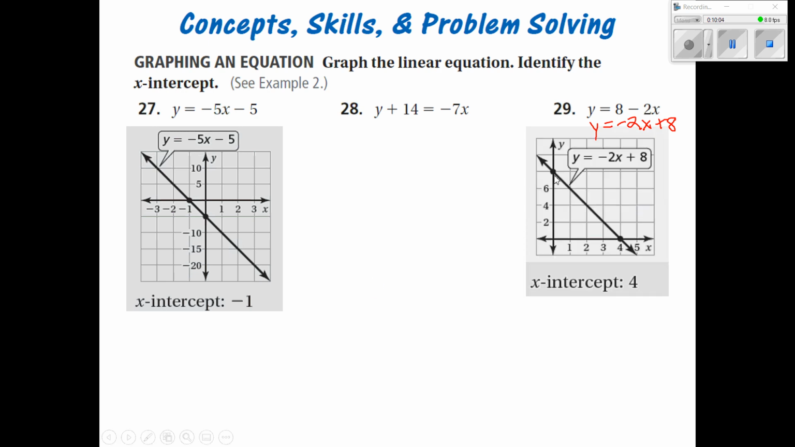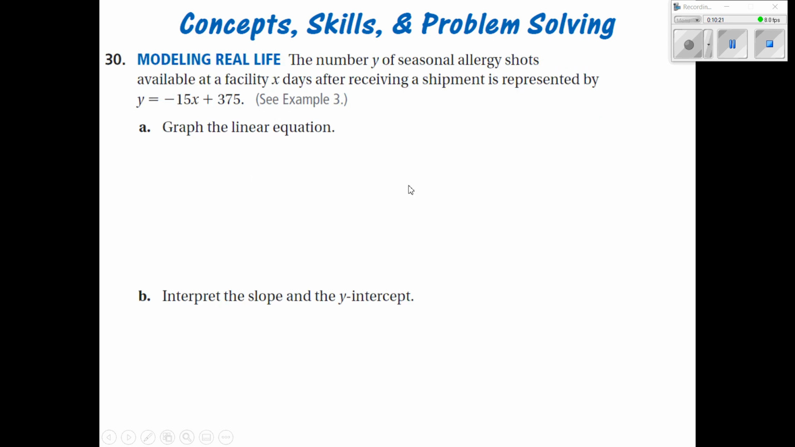So I'm starting here at positive 8. You can see these are going in increments of 2. So this will be positive 8. It's going to go down 2 and over 1. Down 2 and over 1 repeatedly until it gets to 4 as my x-intercept. All right, 30 is for you to do.